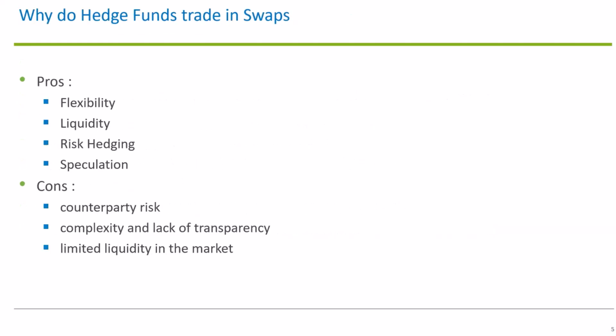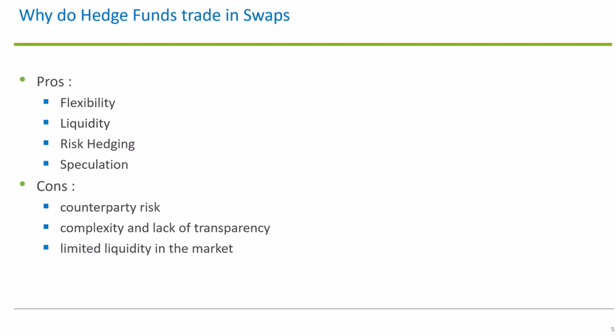Now let's look at why do hedge funds trade in swaps. Lately, swaps are becoming very popular with the hedge funds. We know hedge funds do trade in equity, bonds, but why swaps? What's the advantage? Because of a lot of things. First is flexibility. As we know, swaps are not exchange traded products. These are tailored to individual needs of the hedge funds. So a hedge fund can actually negotiate the terms with the broker. Okay? And that is how they enjoy the flexibility with the swap products, with the swap agreements.